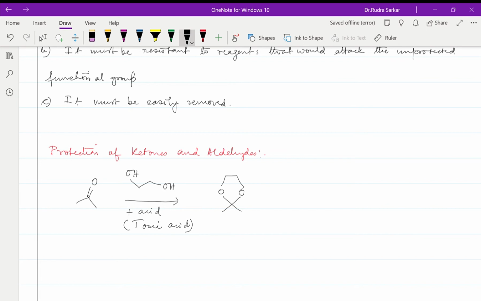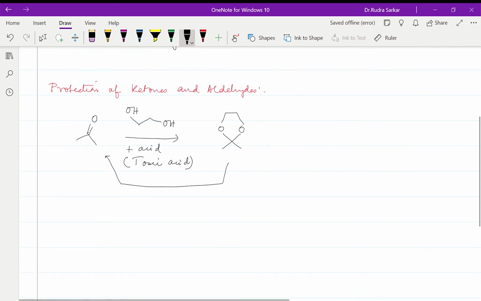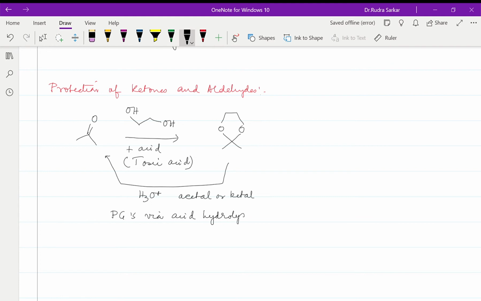Okay. And how do we remove the protecting group? In the reverse pathway, we will say addition of acidulated water will remove the acetal or ketal protecting groups via acid hydrolysis.